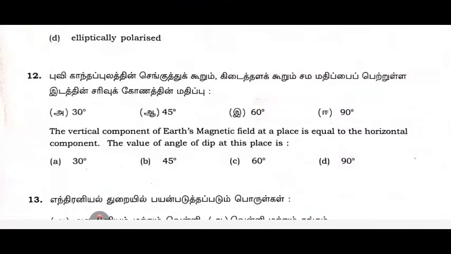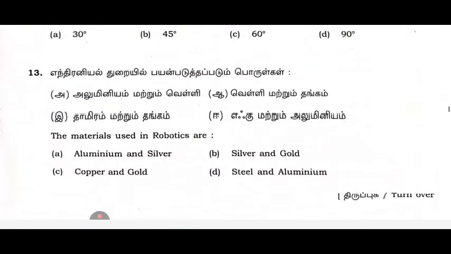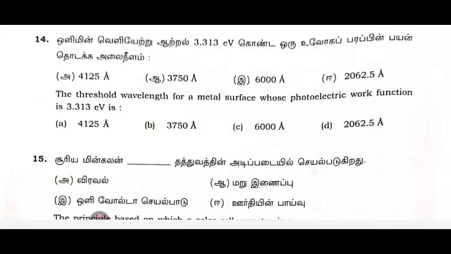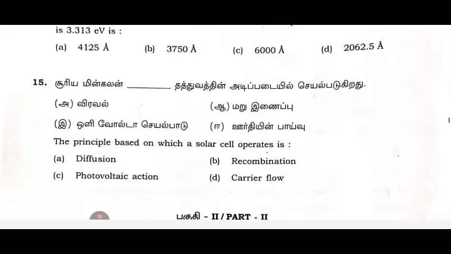12th one, the vertical component of earth's magnetic field at a place is equal to the horizontal component. The value of the angle of dip at the place is dash. 13th one, the materials used in robotics are. 14th one, the threshold wavelength for a metal surface whose photoelectric work function is 3.313 eV is dash. 15th one, the principle based on which a solar cell operates is dash.